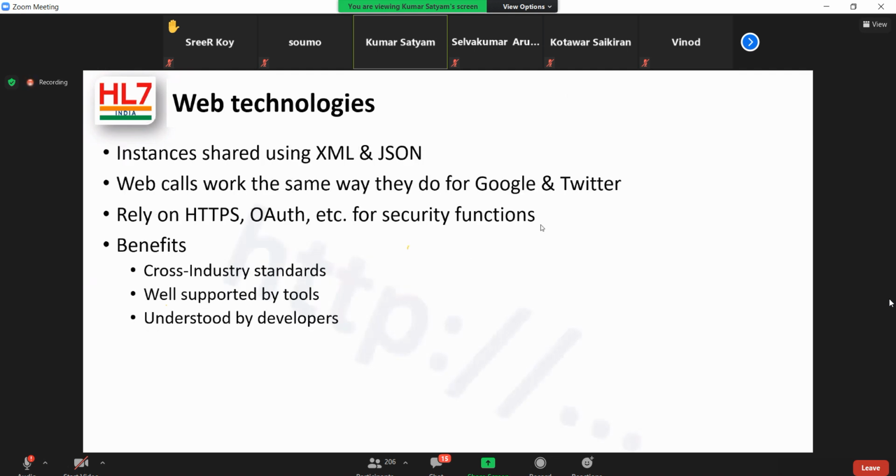So, web technologies we talked about. The FHIR resources are typically available to be shared in XML and JSON. You can also find Turtle and ND-JSON formats in which FHIR resources can be exchanged. It follows the entire web stack. Whatever web stack you see, FHIR follows all of it.